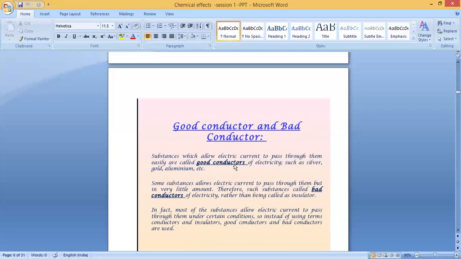So good conductors allow electric current to pass through them, but bad conductors allow very little amount. Sometimes they will not allow, sometimes very little current passes through them. They are known as bad conductors.